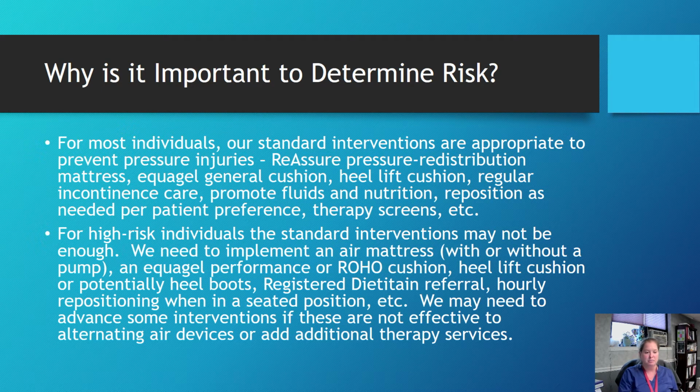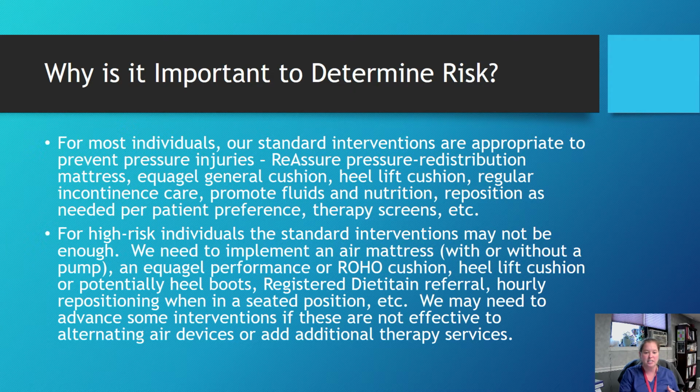Anyway, side note. For high risk individuals, when we determine a Braden scale of 12 or less, or a Braden scale of 13 to 14 with additional comorbidities, we need to implement other interventions to prevent pressure injury development. So we put on an air mattress, an Equigel Performance or a Roho cushion, and the Equigel Performance cushions are the bigger green fat ones.